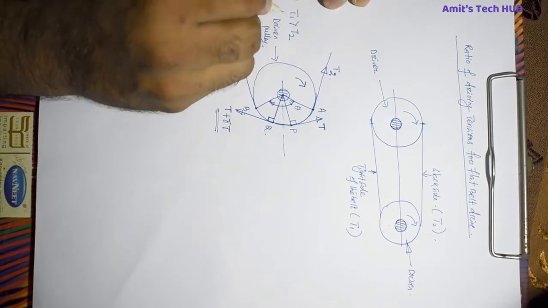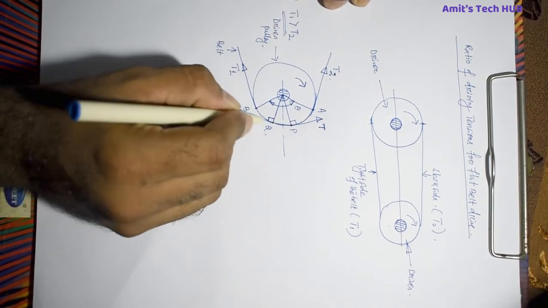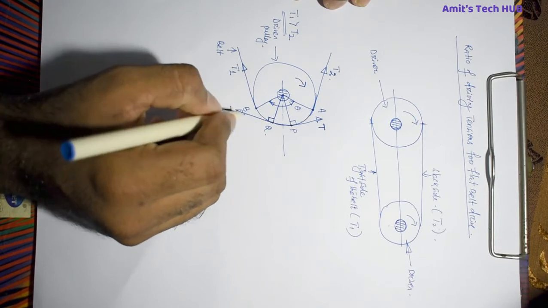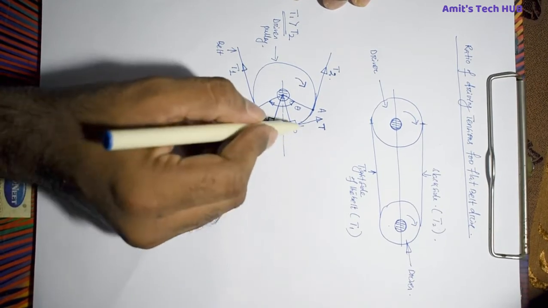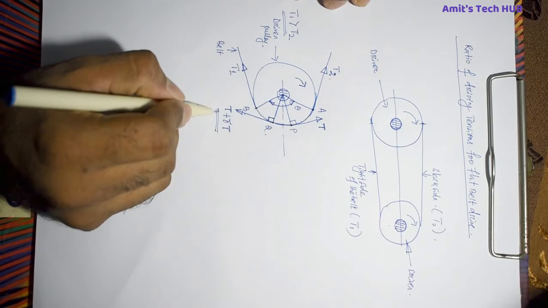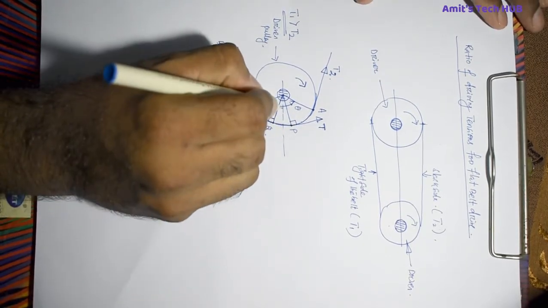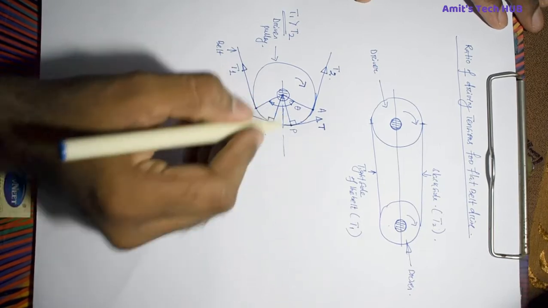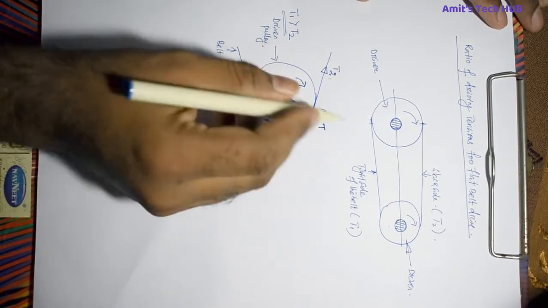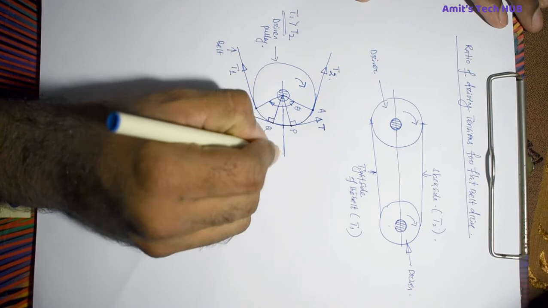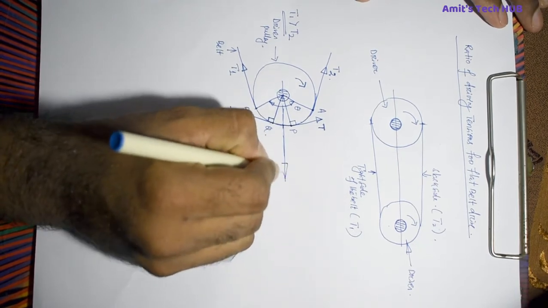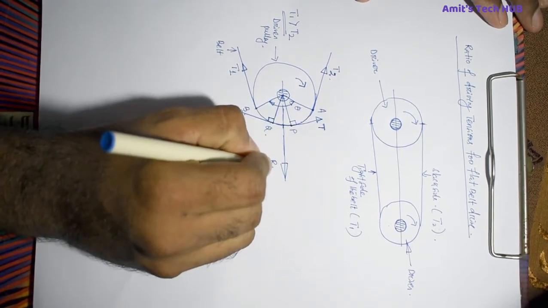In a similar manner, the tension on this side, the tight side of the belt, must be more than the tension on the slack side. That means if this is T, then this is T plus del T. Now we can also consider that as the belt is pressed against both of the pulleys, some reaction will be there, that is your Rn.